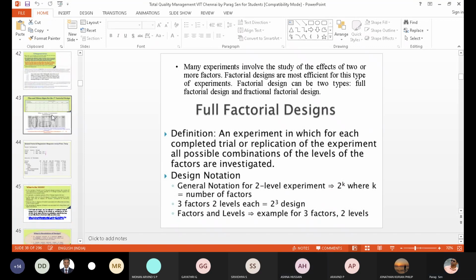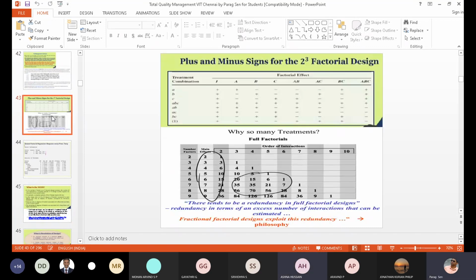Okay, so then how is 8 coming, sir, there in the matrix? 2 to the power 3 is equal to 8, so that's why 8 is coming. If you do the level to the power factor, then you will get the number of combinations that is possible. So 2 to the power 3 is equal to 8. So there will be 8 possible combinations.